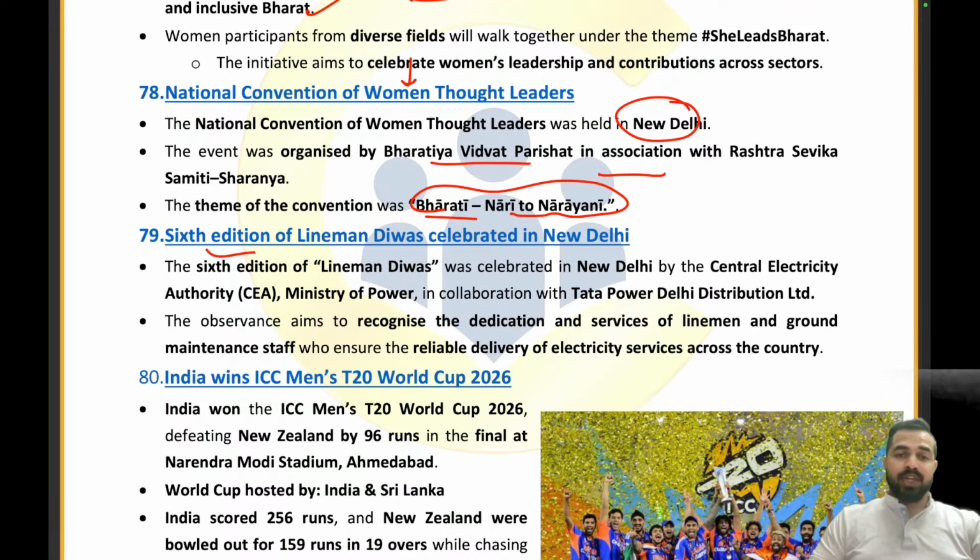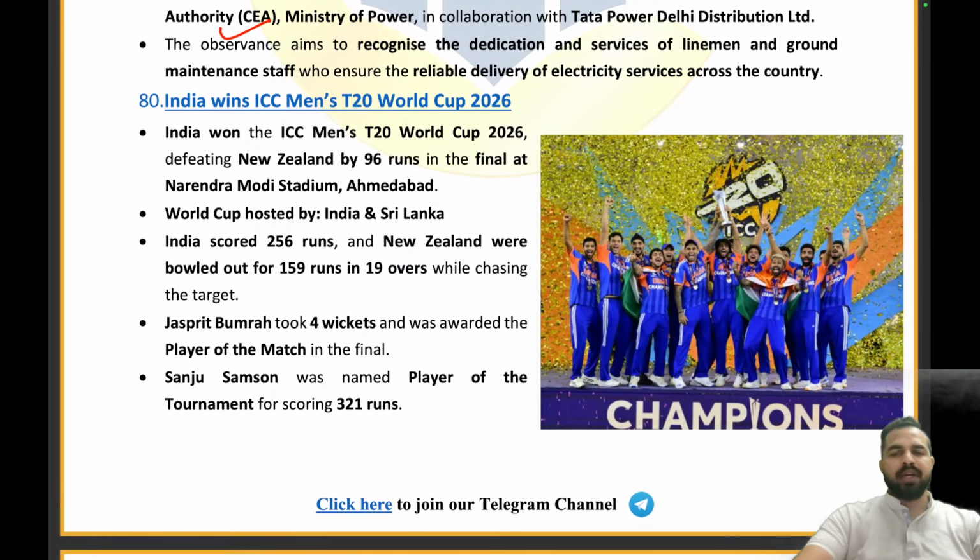Moving ahead, the 6th edition of Lineman Divas was celebrated in New Delhi by the Central Electricity Authority. Now coming to another important article, my dear friends. The article is India has won the ICC Men's T20 World Cup 2026, defeating New Zealand by 96 runs.